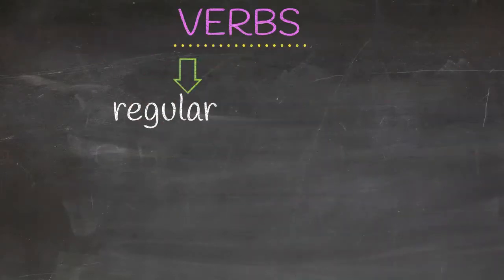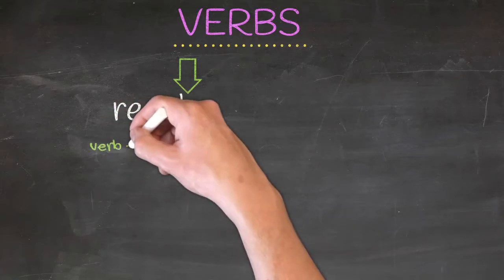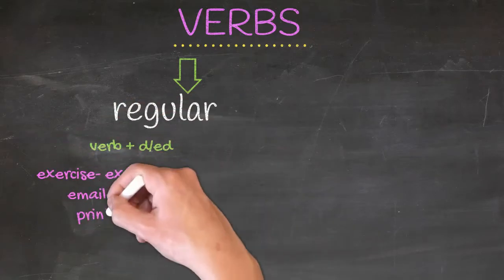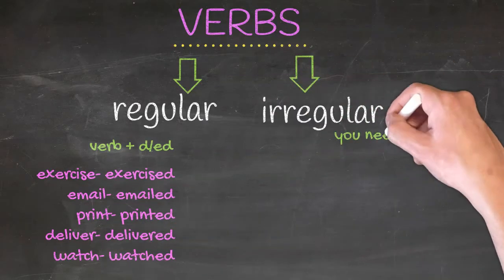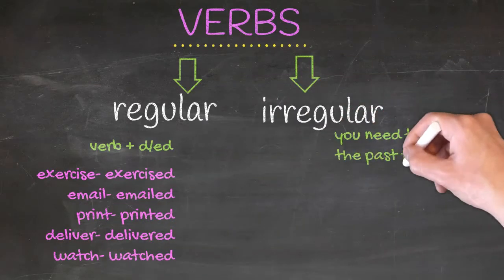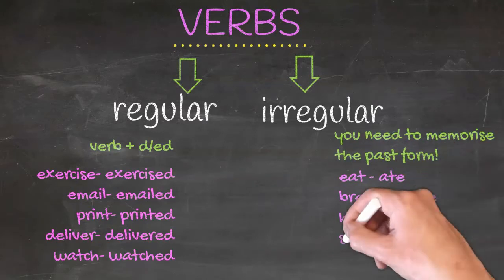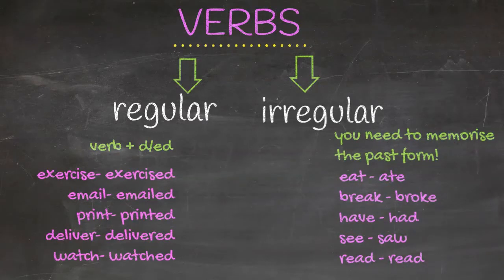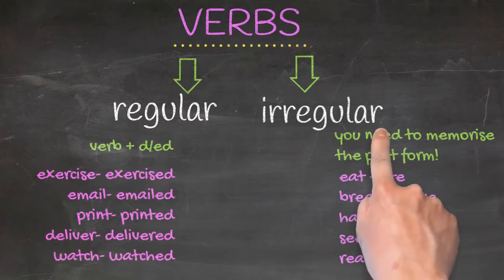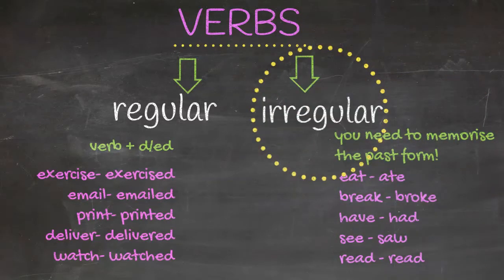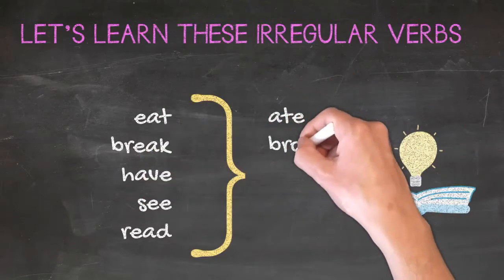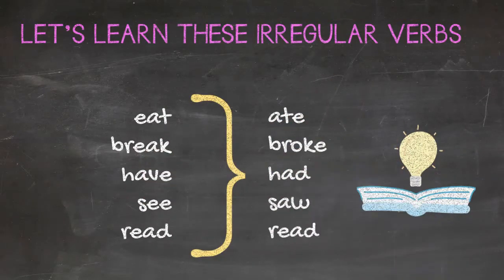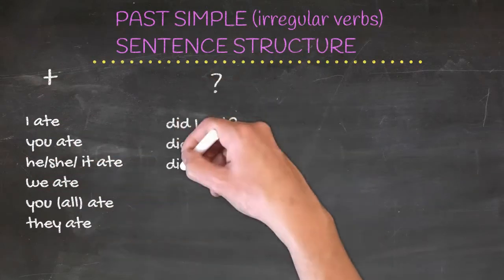There are two types of verbs. With regular verbs, you need to add a D or an ED to change it to the past tense. However, with the irregular verbs, you need to memorize the past form of the verb, and that is the difficult part. In this lesson, we are going to focus on these verbs. And since I know how complicated it can be, I am simplifying it by focusing on 5 verbs in each lesson. Now, here is a quick look at the sentence structure.